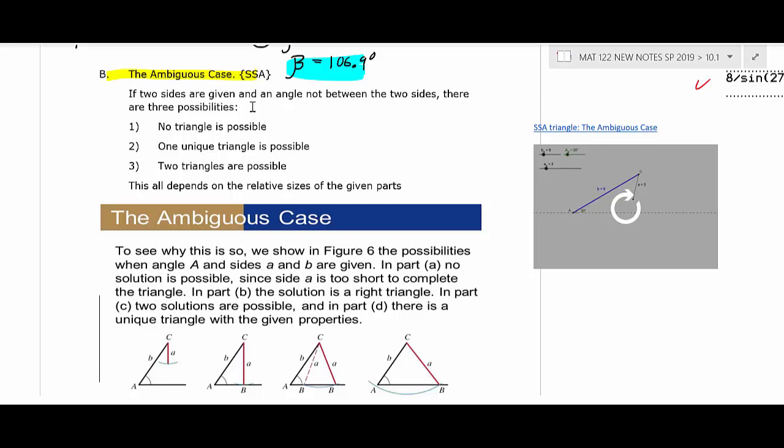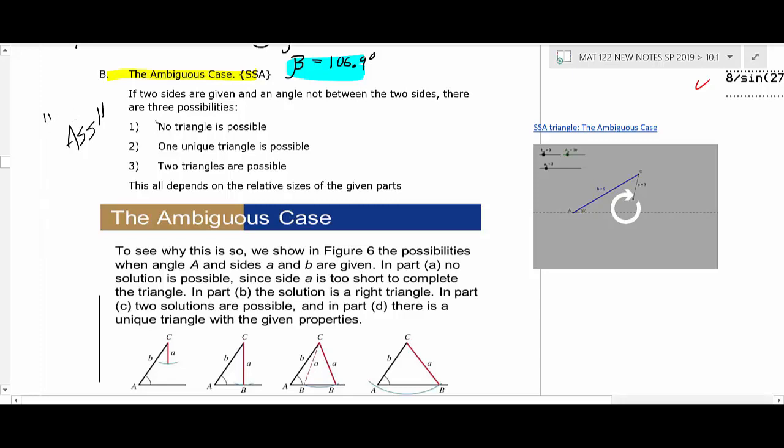So let's see. We're going to move on to the second part. What we'll be doing now is what we call the ambiguous case of the law of sines. This happens when you have SSA, or if you prefer, ASS. Whichever. I'll be politically correct, I guess, and just say SSA.